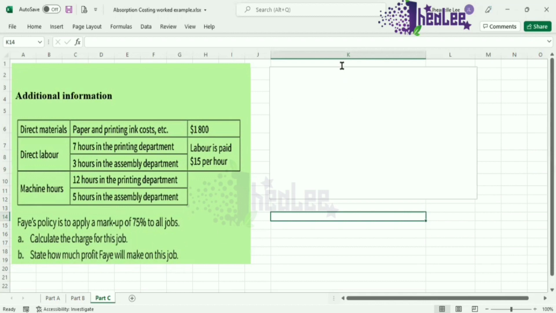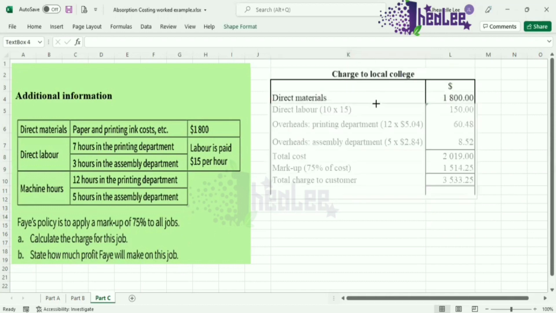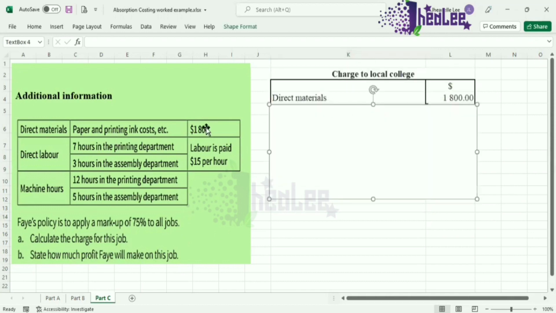So let us do our response for that. Look at the response. So we have direct material, and the cost for that is $1,800. Now we're picking up all costs relating to the business in order to get the magazines ready. And the direct labor hours, remember, as indicated earlier, 10 hours overall at a cost of $15 per hour.